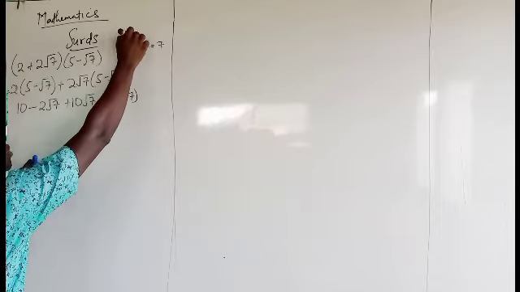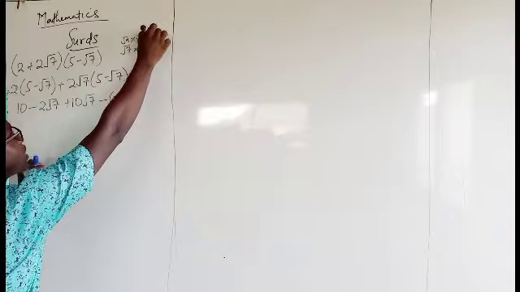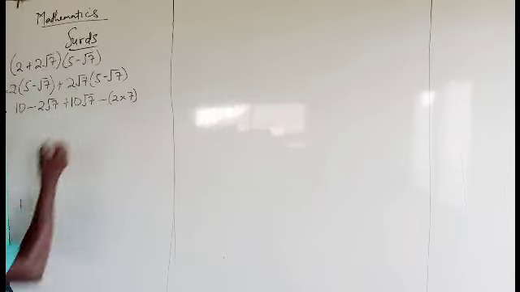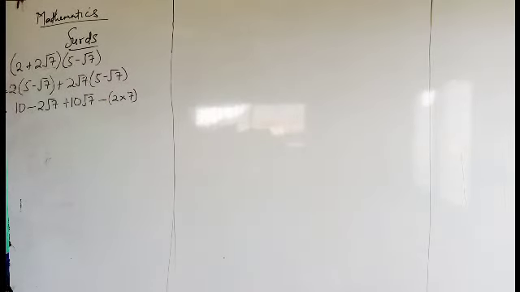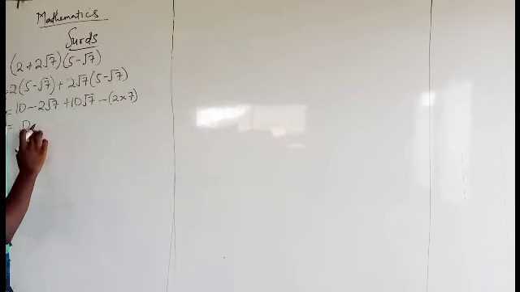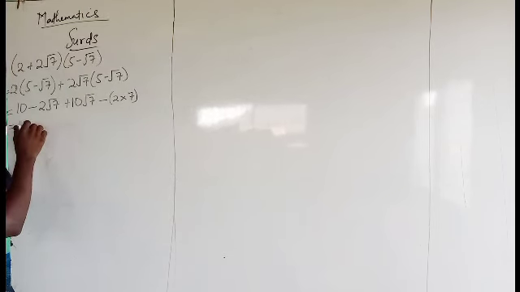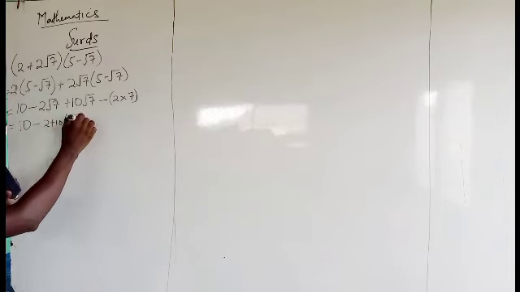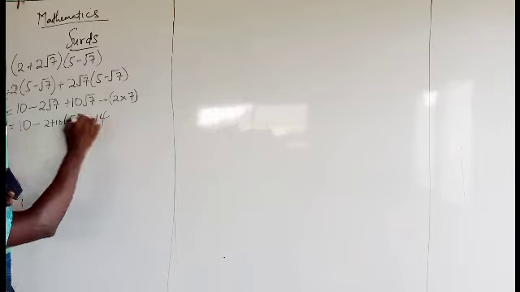We said earlier that root 7 times root 7 will give you 7. We said root a times root a is equal to what? A. Good. So here we are going to get 2 times 7. Okay, so let's continue with our work. So 10, so we have negative 2 root 7 plus 10 root 7. So this will be minus 2 plus 10 root 7 and minus 2 times 7, 14.